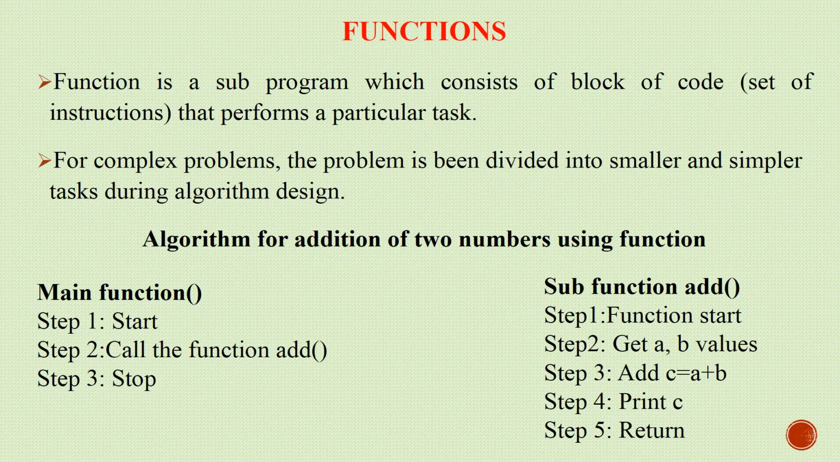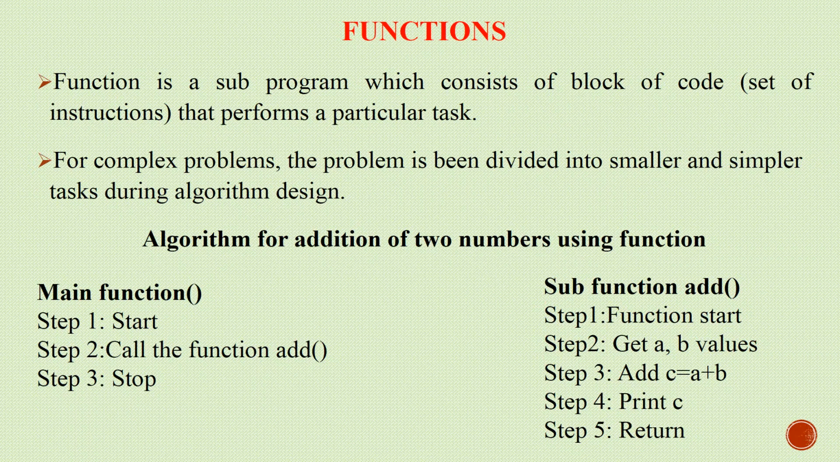So it returns the value to the main function which called it. It comes back to where it left. So step number 3 in the main function will be called in sequence, and step number 3 says stop. The function execution gets stopped. The main function execution gets stopped.